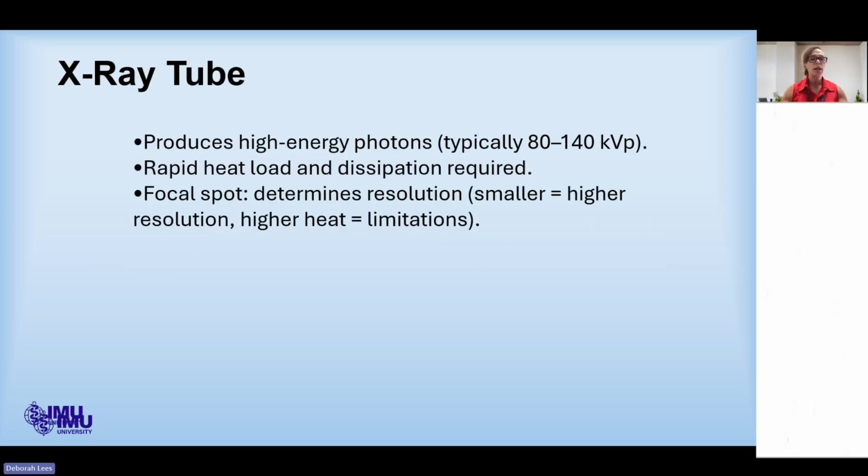Your X-ray tube, again, exactly the same as an X-ray, produces your high energy photons. With a CT scan, this is typically 80 to 140 kilovolts. You get a rapid heat load and dissipation that's required because of the amount of energy that's being produced. We have the focal spot, which determines your resolution. So the smaller the focal spot, the higher the resolution, but the higher the heat. So there are some limitations when it comes to that.